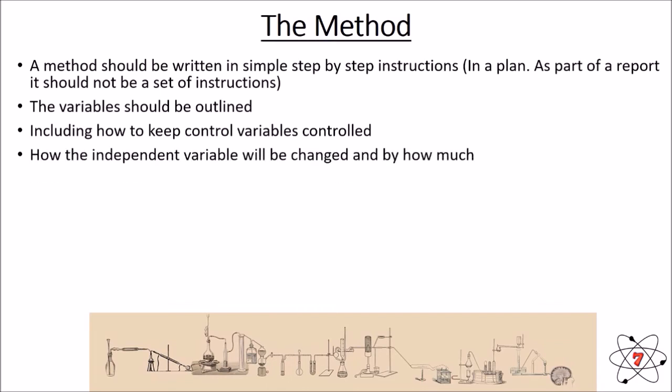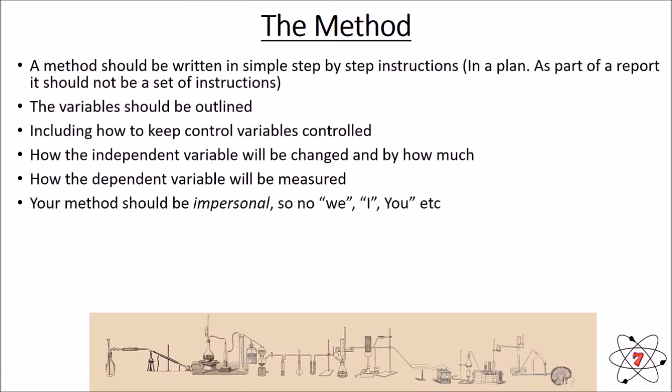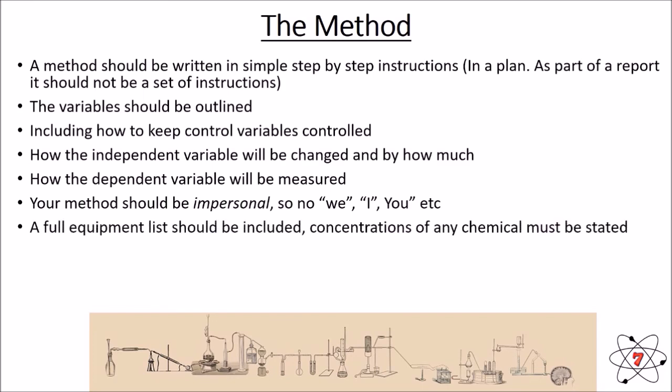You need to explain how the independent variable will be changed and by how much. You need to explain how you will measure the dependent variable. You should also make your method impersonal, so don't use things like we did this, or I did this, or you did that. Just make general impersonal statements. You must also have a full equipment list, and you may need to include a diagram, and you may need, in fact you definitely need, to state the concentrations of any chemicals used. This is important because anyone who follows you needs to do the experiment the same way. So if you're using 1 molar acid and you don't state that, someone else may do the experiment using 2 molar acid. They may get a different outcome.